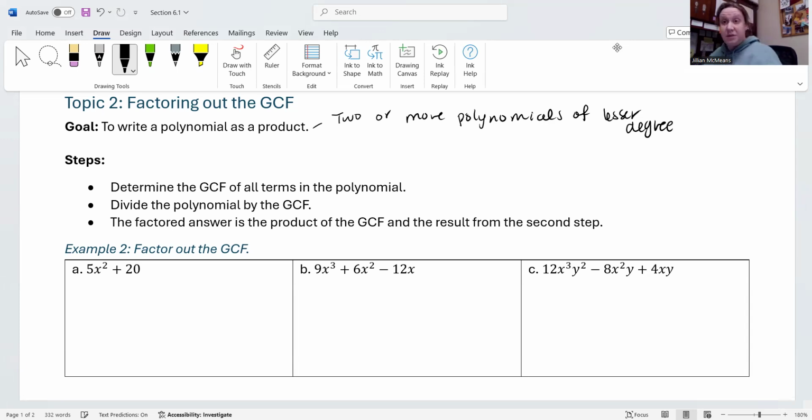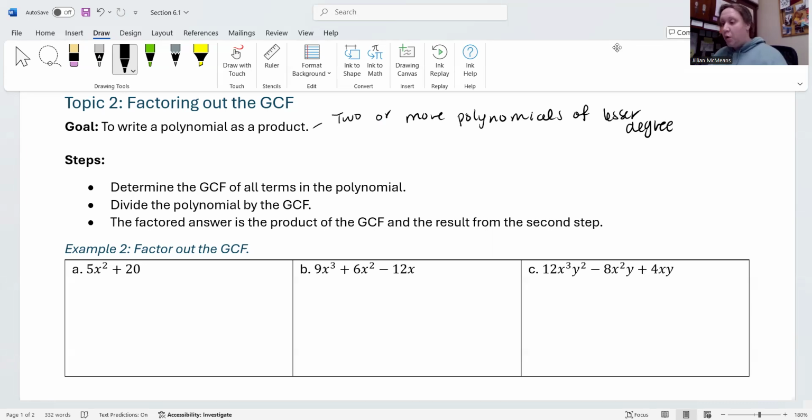Okay, now the steps. First thing we're going to do is determine what the GCF actually is. That should make sense to you. Figure out what the GCF is of all of the terms of the polynomial. Next, we're going to divide each term of the polynomial by the GCF. So essentially, factoring is kind of like division with polynomials. We're undoing what we learned in the chapter where we were multiplying polynomials.